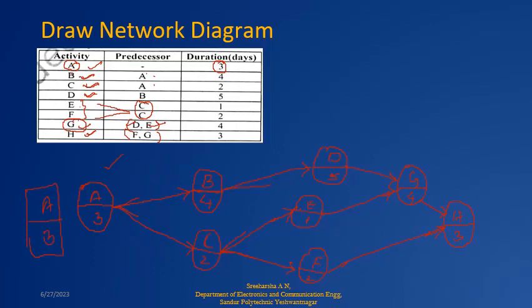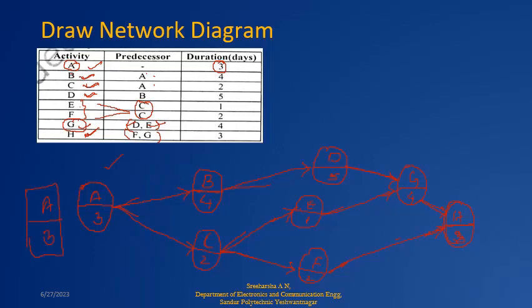Then the next activity after F is G, but if you observe, D and E are given as the previous activities. That means G will start only after D and E are completed. So I am connecting D and E to G. Then the next activity is H, which will start only after F and G complete. So I take F and G, connect both to the H node, and write the time duration. This completes my network diagram.